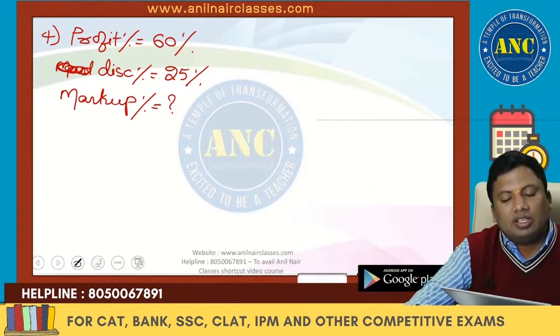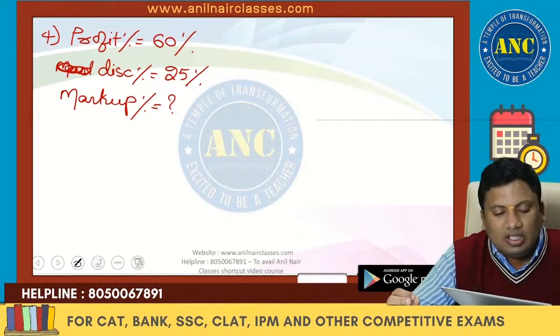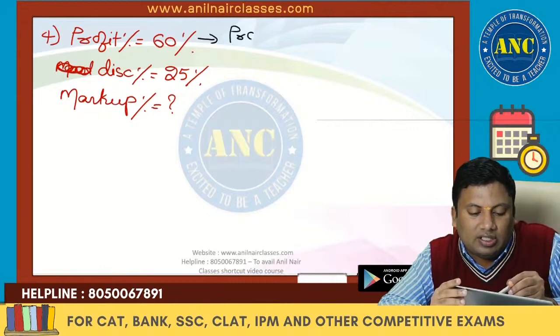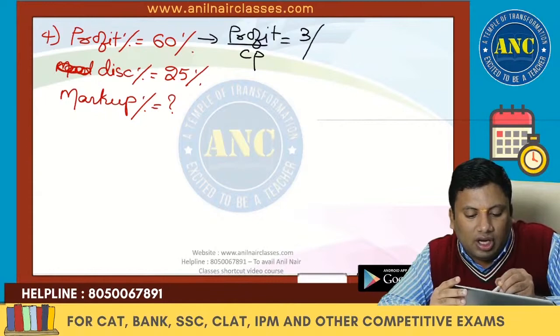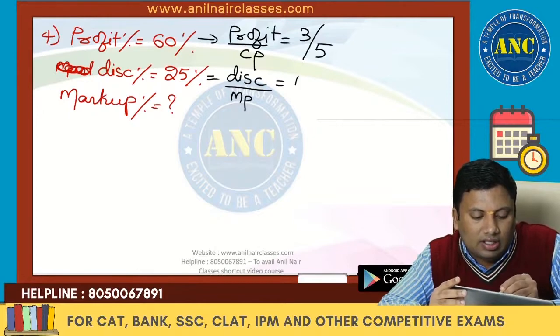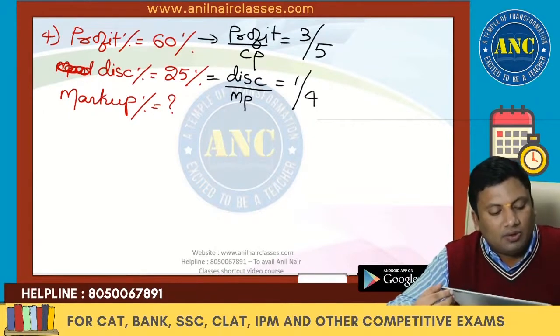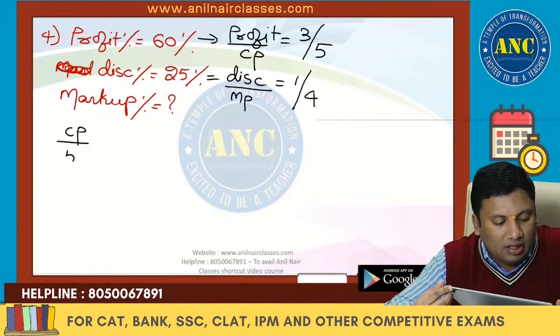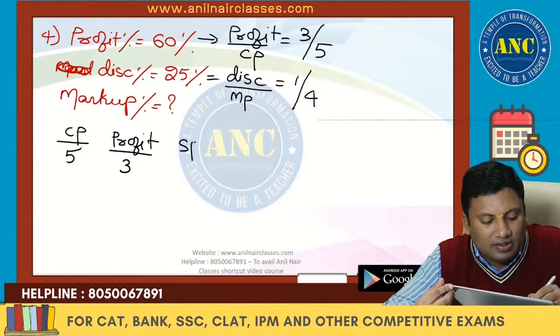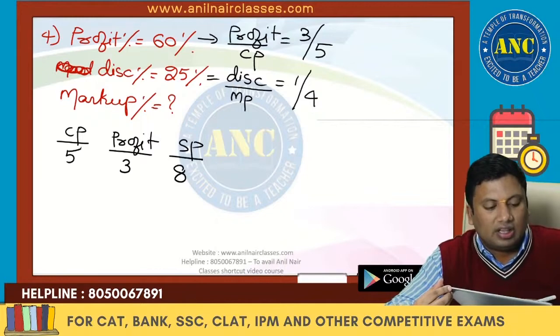Profit percentage is 60%. Discount percentage is 25%. Profit percentage is profit on cost price. This is nothing but 3 by 5. Discount percentage is on market price, there is a discount. This is nothing but 1 by 4. Write down in a line. Cost price is nothing but 5. Profit is nothing but 3. Selling price will become 5 plus 3. It is nothing but 8.